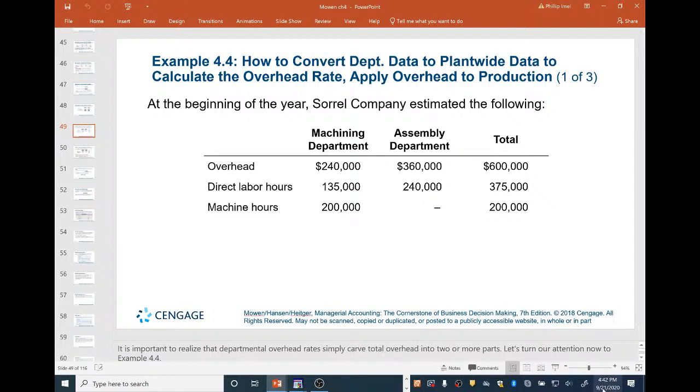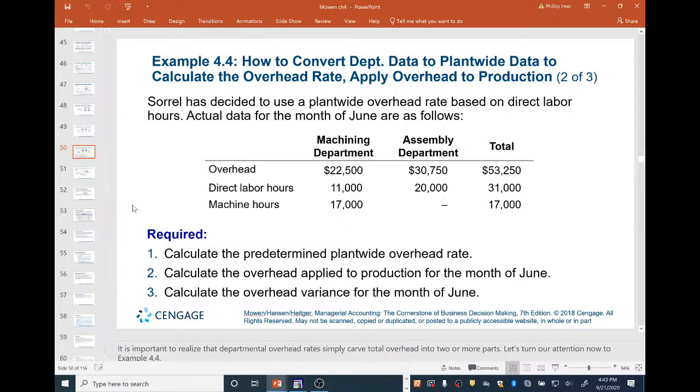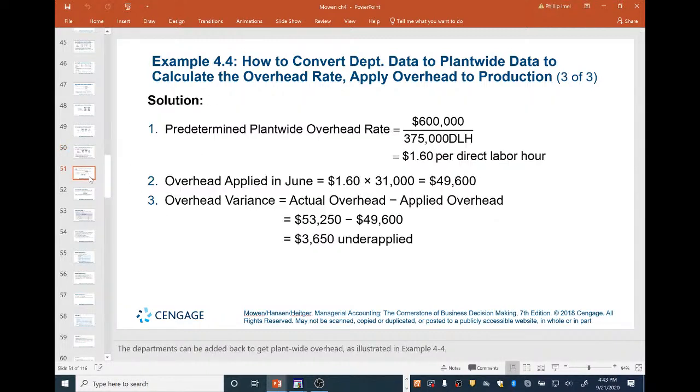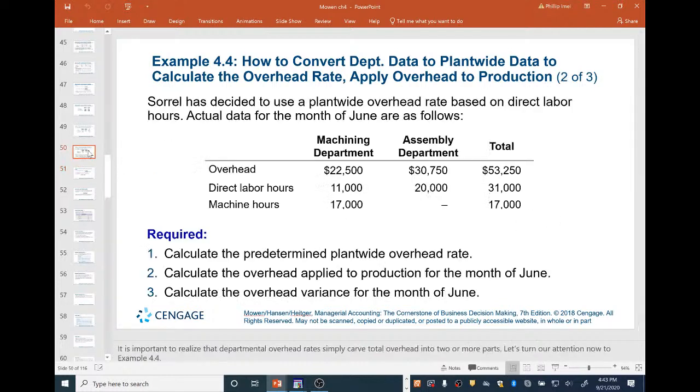Okay, so for the plant-wide, we take the total overhead, the 600,000, over the 375,000 direct labor hours. Once again, this is actual data. So the 600,000 divided by the 375,000 direct labor hours, I'm sorry. It gives us $1.60 per direct labor hour. The second part says calculate the overhead applied to production for the month of June.